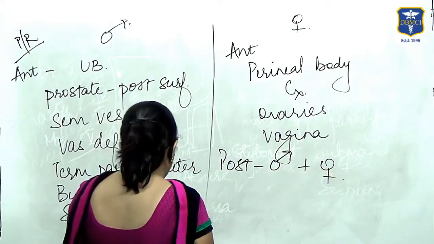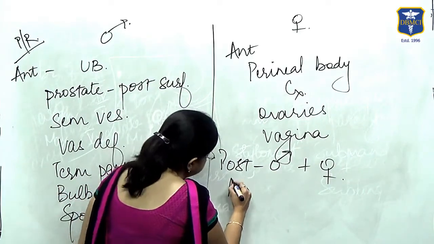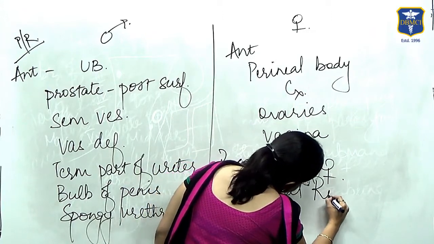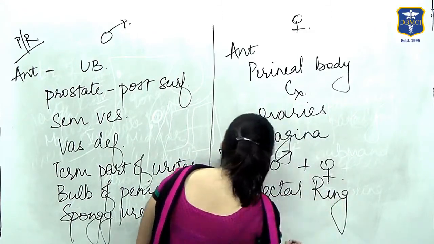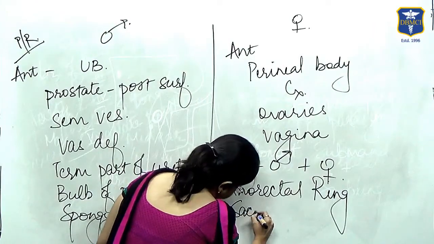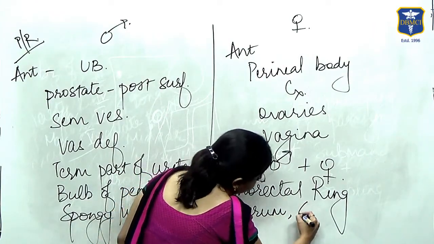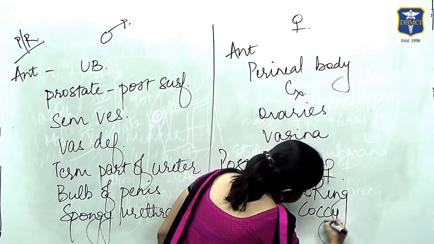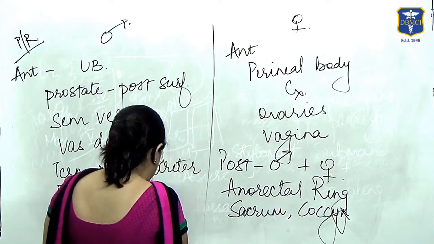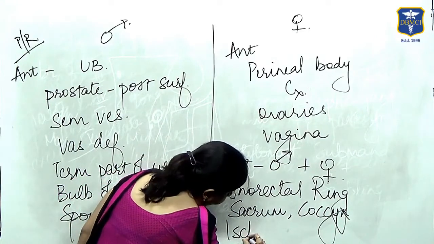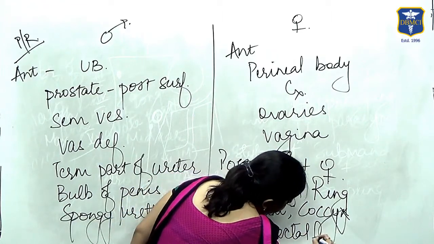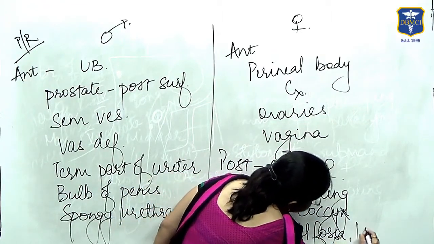And posteriorly, we can palpate the anorectal ring, sacrum, coccyx, ischiorectal fossa, and ischial spines.